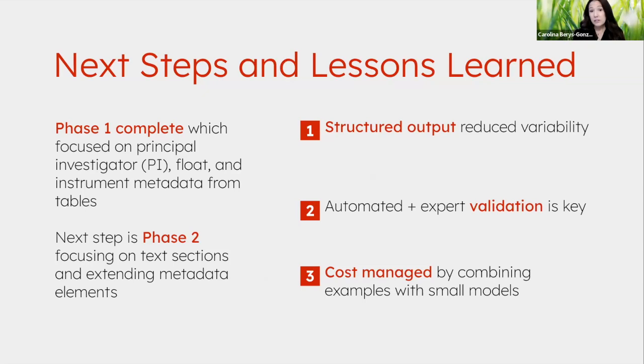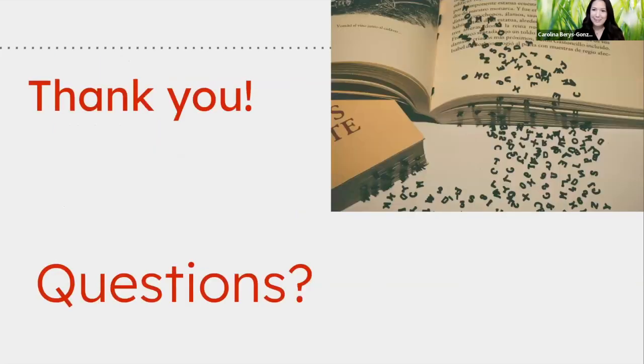And the big lessons learned: the structured output was key to enabling this automated QC step, and the automated QC with the expert validation in combination were really important to maximize our efficiency and also the correctness of the metadata. We managed the costs by using these strategies and also using the few shot examples that let us use the smaller models. So that's all I've got. Thank you so much. If you have any questions, I'm happy to answer them. And then I have some examples of what the inputs and outputs look like.